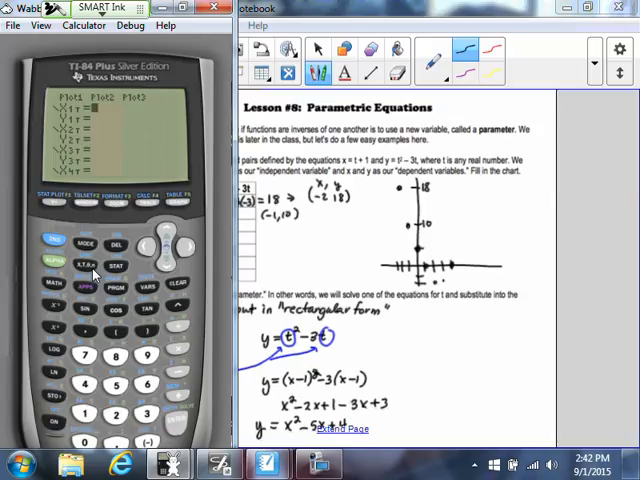So how do we get t? The same way we got x. Do you guys see? We hit the X, T, theta, n button, that one button, and we say t plus 1.